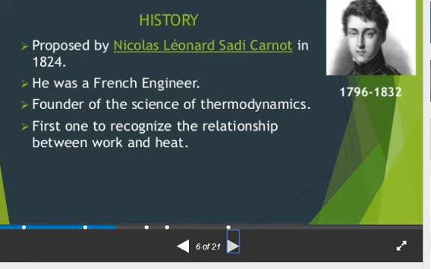Then, what is the history behind this Carnot cycle? It was proposed by Nicolas Leonard Sadi Carnot in 1824. He was a French engineer, founder of the science of thermodynamics, and the first one to recognize the relationship between work and heat. That means it explains the relationship between work and heat.